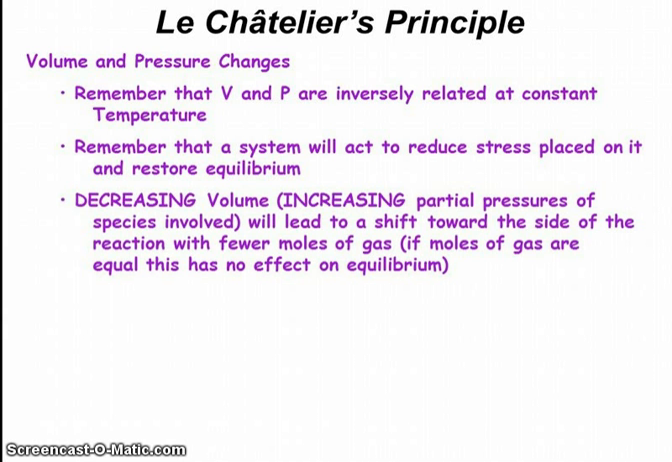And so if I decrease the volume of a system, essentially I make the partial pressures of all the gases in that system higher. Or if you want to think of it concentration-wise, I make their molarities higher because I have the same moles in a smaller volume. So this will always shift to the side of the reaction with fewer moles of gas.